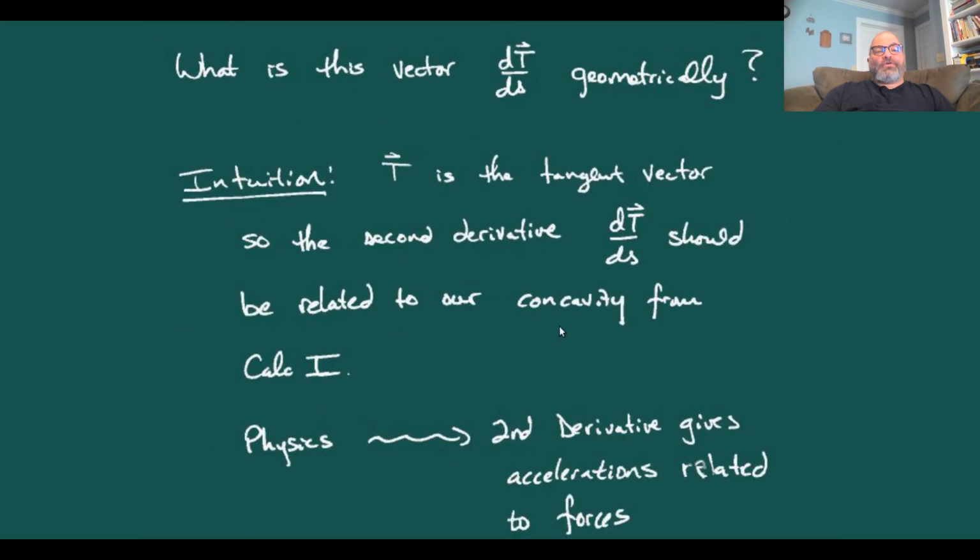So we can ask ourselves the question, what does this vector dT/ds actually mean geometrically? Well, for a little bit of intuition, we've got T being our unit tangent vector. That's already a first derivative. And so the second derivative, dT/ds, should relate to our concavity if we're thinking intuitively from Calc 1. If we think about it from the physics perspective, then the second derivative is going to give us something that looks like accelerations. It's going to give us forces. It's going to make things move or curve or bend, is really what we're thinking in that case.